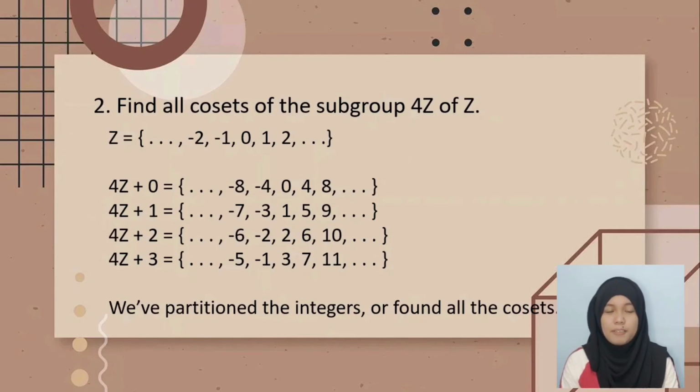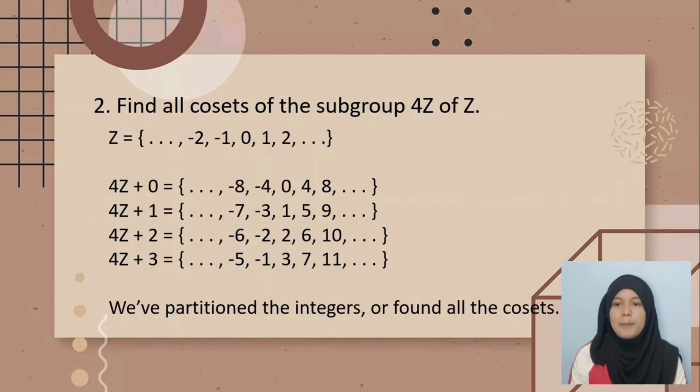Then we will add 3 to 4Z, so 4Z plus 3. 4 times negative 2 is equal to negative 8, plus 3 is negative 5, and so on. By repeating the process to all elements of Z, we will come up with these equations. 4Z plus 0 consists of negative 8, negative 4, 0, 4, 8, and so on.